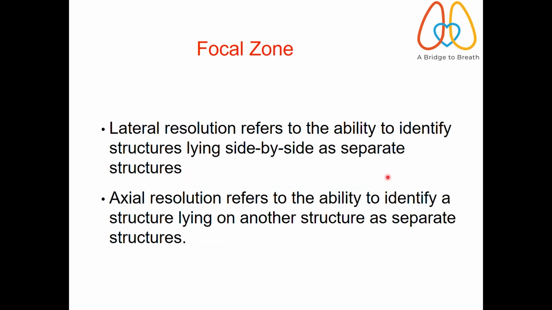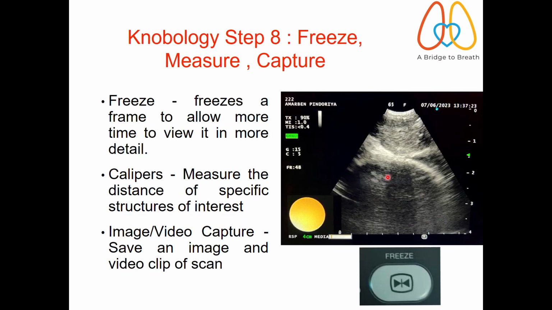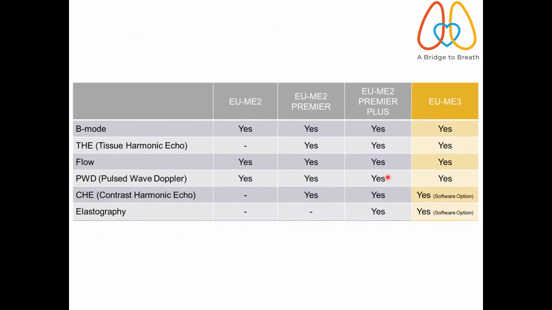The focal zone will identify the lateral resolution between structure to structure and the axial resolution by the above and below structures. The freeze button: for more detailing, you can freeze the image and you can see the characteristics of the node.